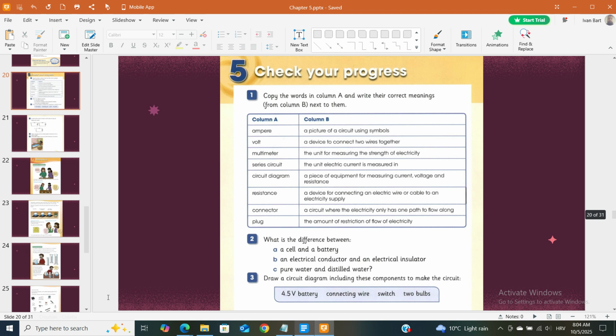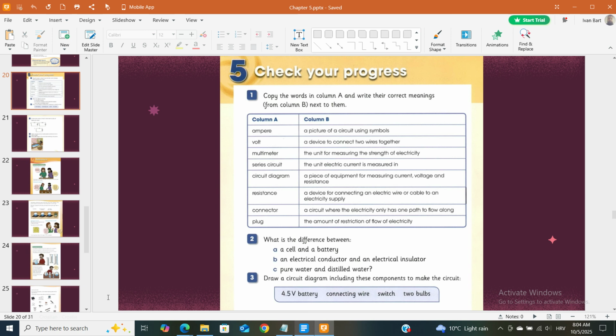5. Check your progress. 1. Copy the words in column A and write their correct meanings from column B next to them. Column A: Ampere, Volt, Multimeter, Series circuit, Circuit diagram, Resistance, Connector, Plug.